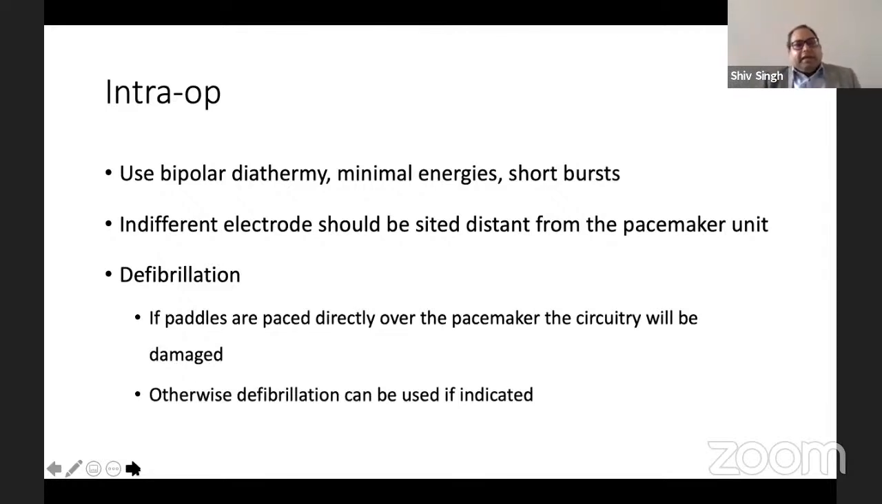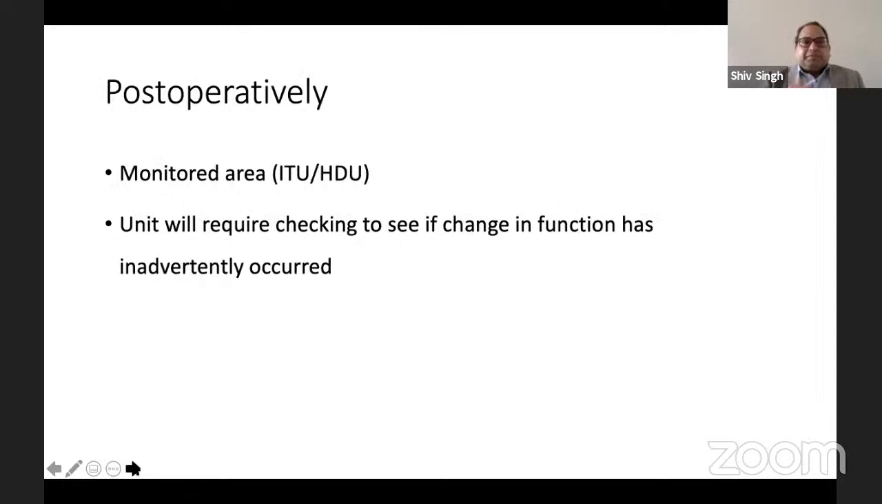And if you're looking at defibrillation, if you're worried that something might go wrong, place a pad anteriorly on the chest, and this anterior-posterior placement is useful. Again, you avoid the energy passing through the unit or through the wires.